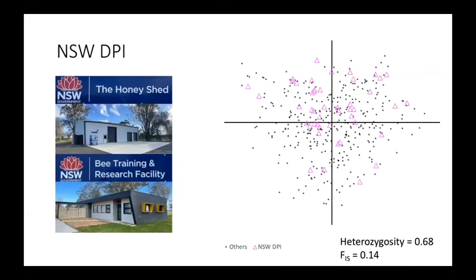Okay, and then as part of this program, we've also got a breeding population at New South Wales DPI. And this population was established by taking queens from basically all over the nation. So unsurprisingly, you can see that that genetic diversity is reflected here in this figure, with the pink triangles being all over the graph. So that indicates that we've got good genetic diversity to start with. The heterozygosity was also good, 0.68.